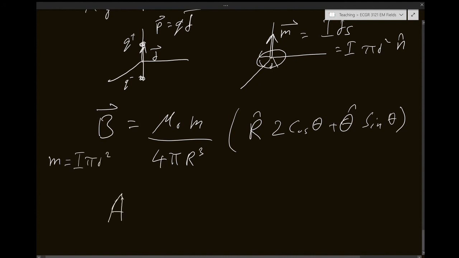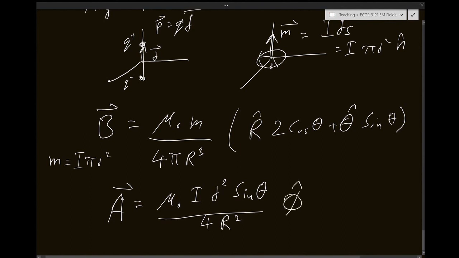And I can rewrite A. We found A previously, right? So it was equal to mu naught I d squared sine theta over 4 r squared phi hat, right? So I just need to add pi here and pi here, and I end up with m. So this is m over 4 pi r hat. Okay, so interesting thing here, we have m, a magnitude of one vector, and then we have the unit vector in the phi hat direction, and then we have sine theta.